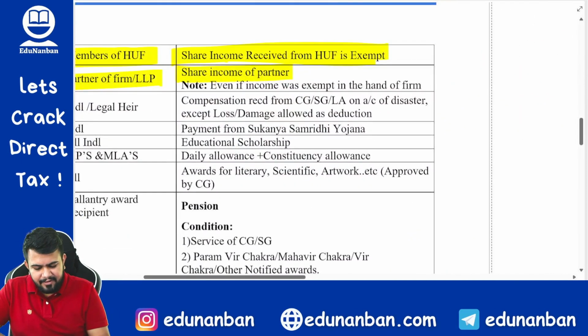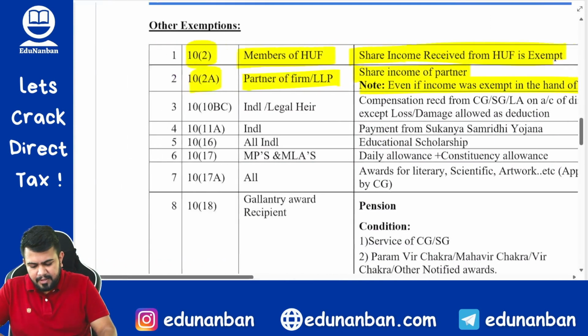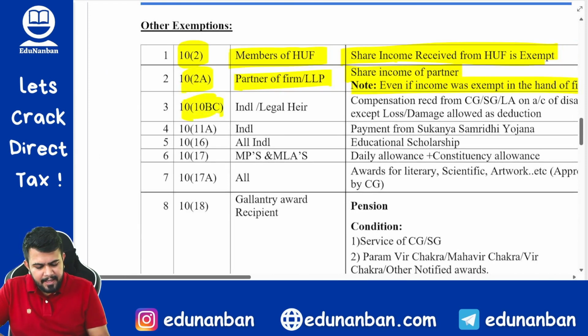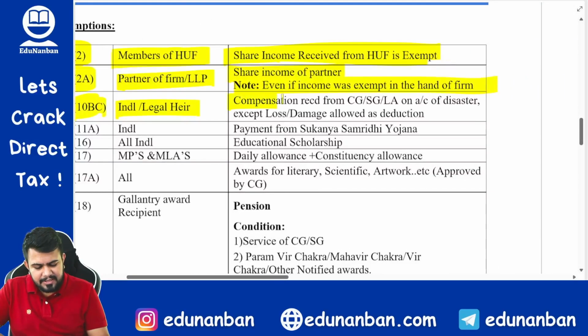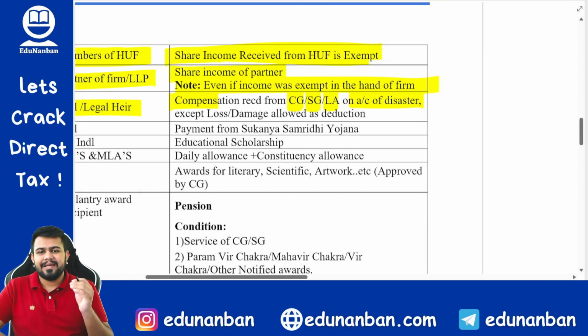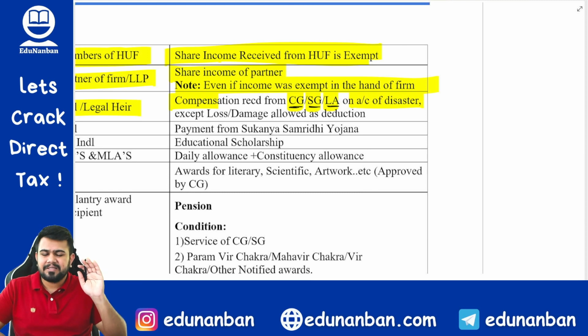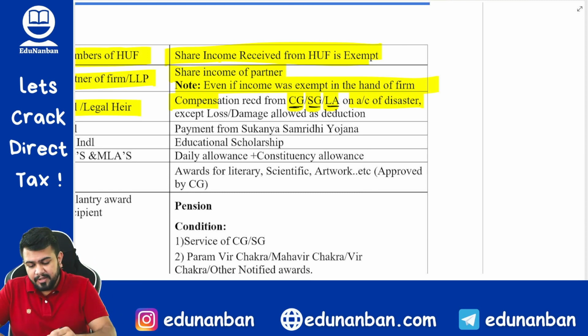So hence, even if income was exempt in the hands of the firm, it will still be exempt in the hands of partner. Next, section 10(10BC). Individual or legal heir compensation received from central government, state government or local authority on account of disaster. So if there is any natural disaster like earthquake, fire, flood, tsunami, etc., and if a person or the person's legal heir has received any compensation from central government, state government or local authority, then it will not be taxable, it will be completely exempt. However, the person should not claim such loss as deduction.